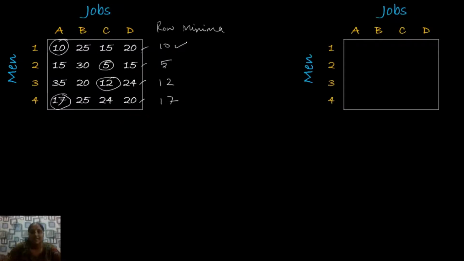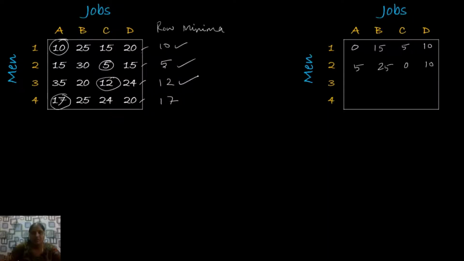Now let's subtract 10 from the first row. So 10 minus 10, 0. 25 minus 10, 15. Next 15 minus 10, 5. 20 minus 10, 10. Let us go to the second row. So we have to subtract 5 from the second row. So 15 minus 5, 5. 30 minus 5, 25. 5 minus 5, 0, and 15 minus 5, 10.